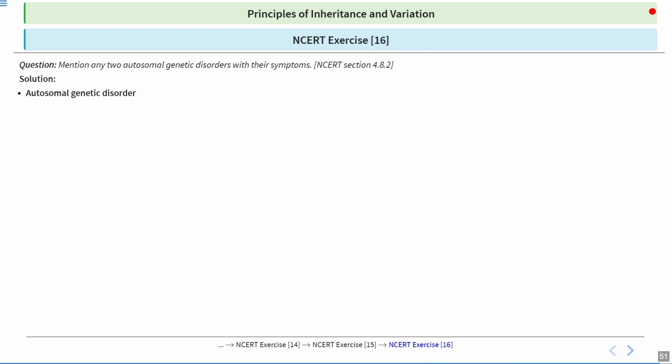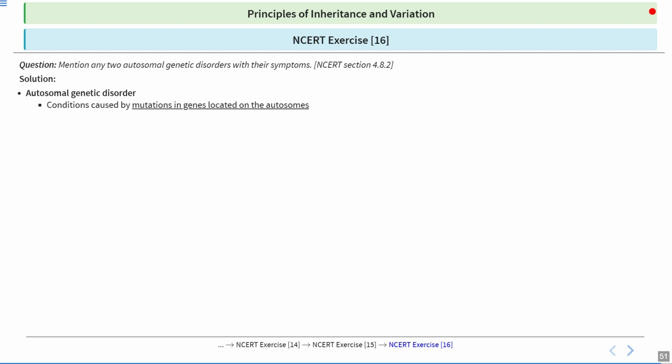So autosomal genetic disorders, they are asking about autosomal genetic disorders. These are disorders in the autosomes. Humans have autosomes and sex chromosomes also. In humans, you have 46 chromosomes, which means 23 pairs of chromosomes. Out of this 23 pairs, you have 22 pairs of autosomes and one pair of the sex chromosome. Clear? Now, if there are some disorders in the autosomes, it is known as autosomal genetic disorder.